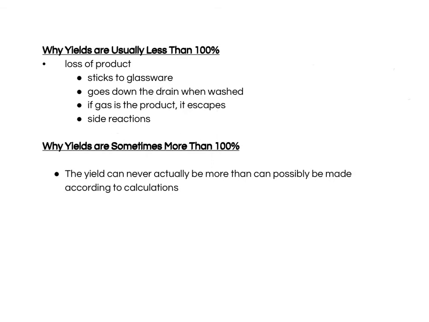So you need to be concerned when your yield is more than 100%, because somehow there's something that is adding to the mass of your product to make it larger than it should be, right? So what are some things that can do that? Pause the video and think about things that can cause a yield to be more than 100%.